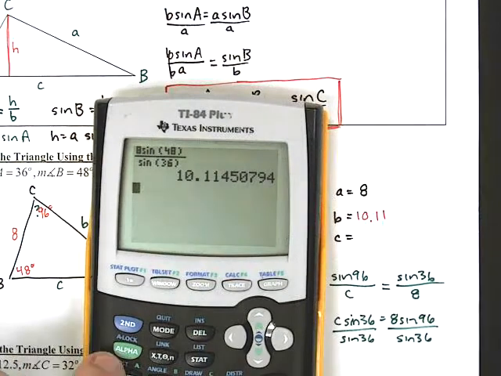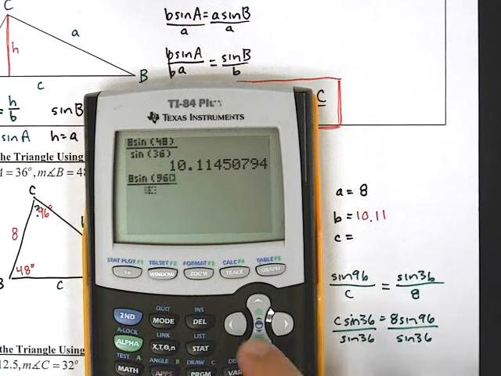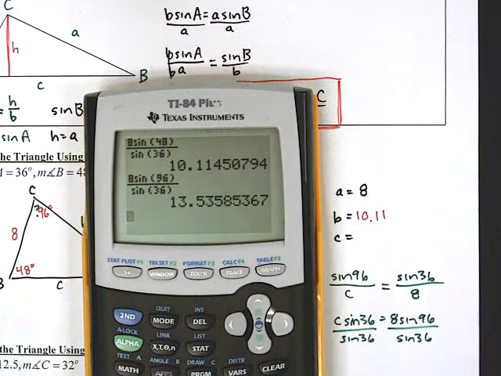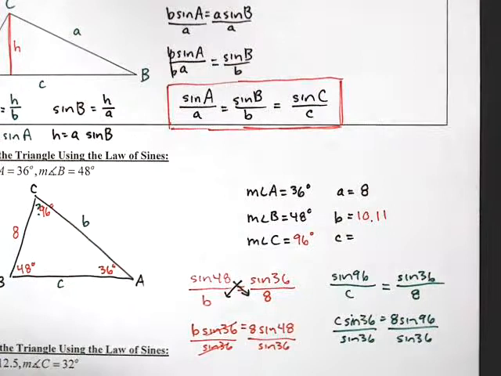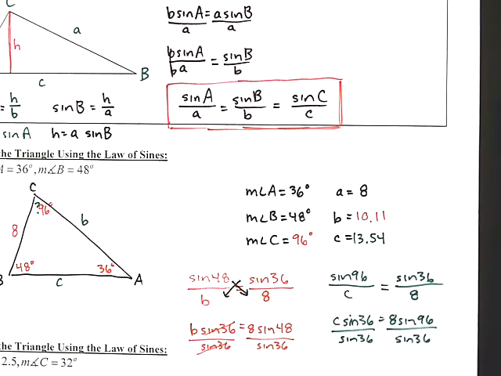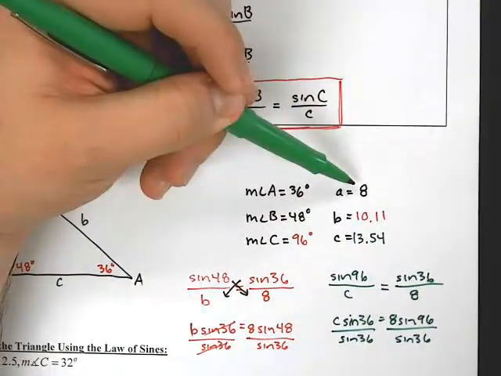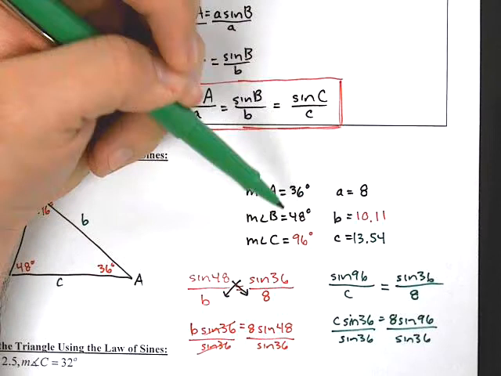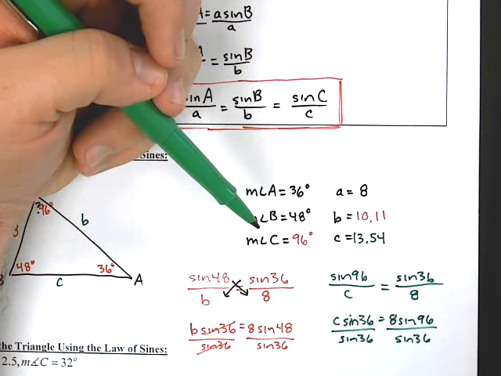And when we go to the calculator, fraction, 8 sine 96 over sine 36, and we get 13.53, no, 13.54. Now the last thing, of course, I would do, check. What do we notice? Smallest side, smallest angle. Middle side, middle angle. Largest side, largest angle. Exactly what we would expect.